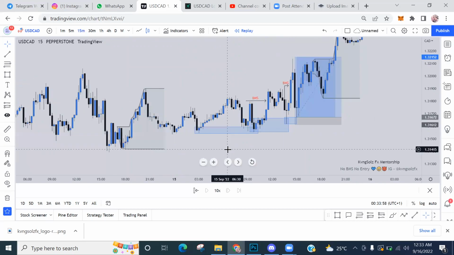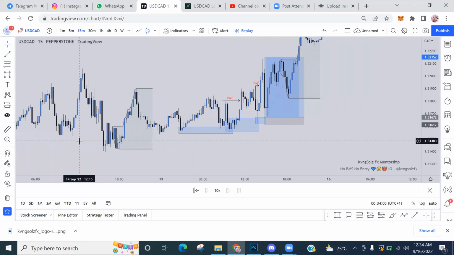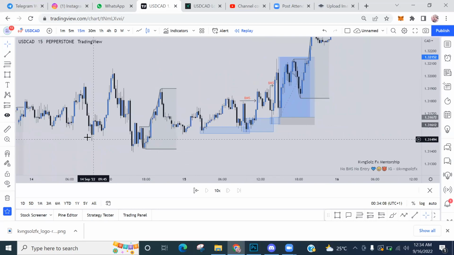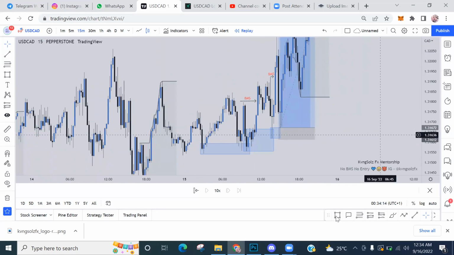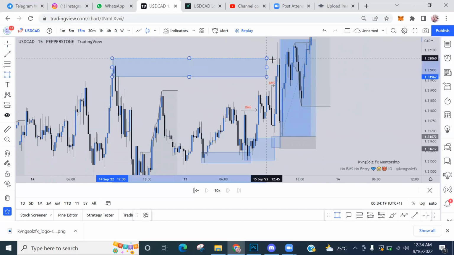All right. So first of all, we have the break to the downside, right? That we assumed was our flip, our change of character. Okay, and also you can see there is this zone here. There is this zone here.